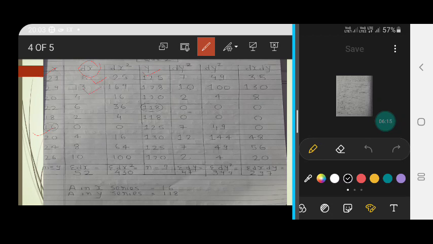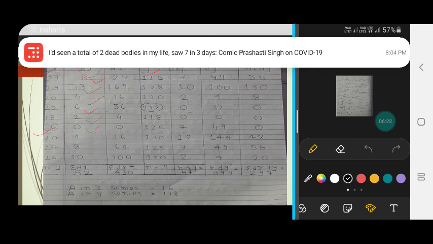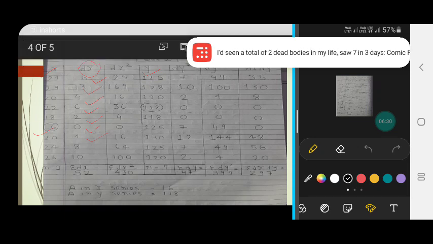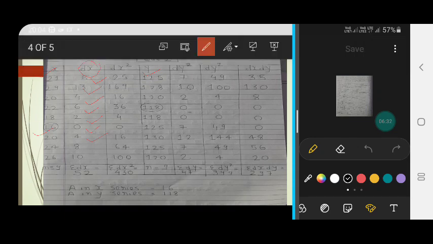Then 20 minus 16, so I will get 4. Then 22 minus 16, so I will get 6. Then 18 minus 16, so I will get 2. Then 16 minus 16, so I will get 0. Then 20 minus 16, so it will be 4. Then we have 24. 24 minus 16, it will be 8. 26 minus 16, it would be 10. Okay, so this way we have calculated the values under the dx column.